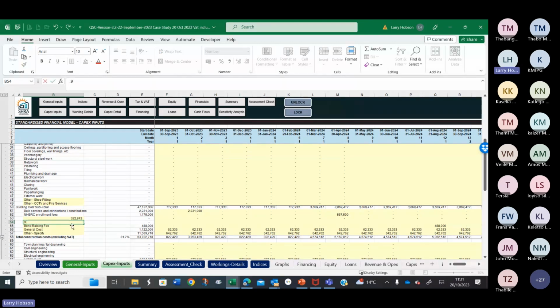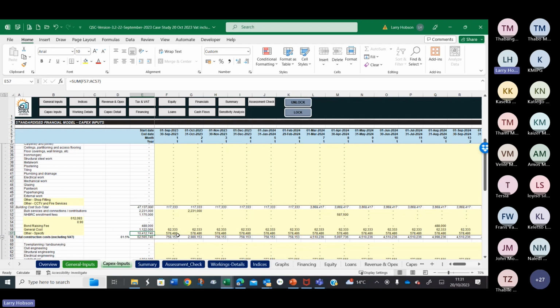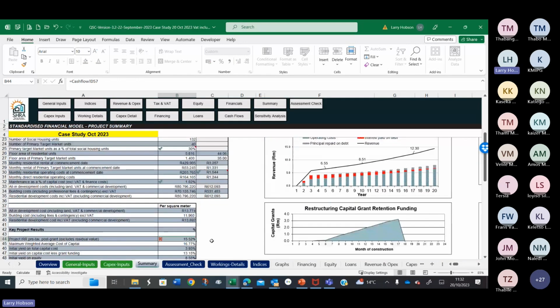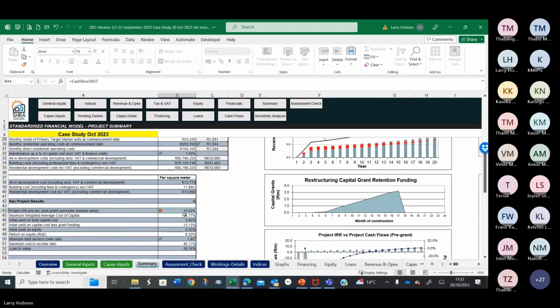It affects this row here, this other specifier, there's 12 million in here. So you see the 12 million's gone down to 10 million. What we've done by that is reduce our construction costs. Let's go to the summary. We're at 15.52. That is above the 11.75 plus 4.5.